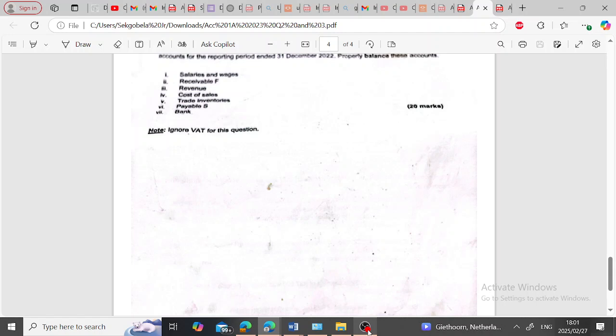Salaries and wages, expenses, debit balance. Receivable F, asset, debit balance. Revenue, income, credit balance. Cost of sales, expense, debit balance. Trade inventories, asset, debit balance. Payable S, liability, credit balance. Bank, asset, debit balance. Everyone is fine? Now let's dance.